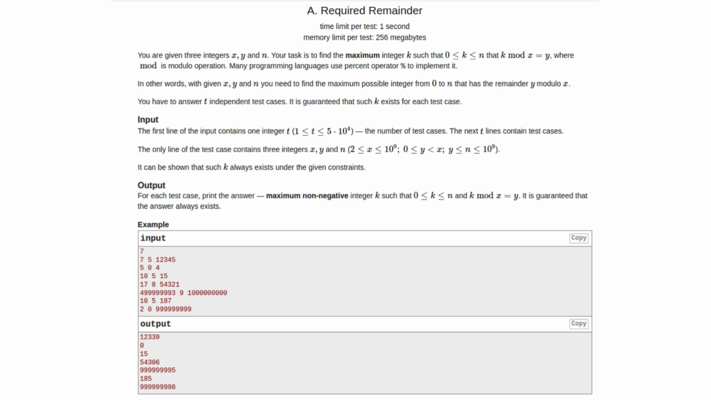Hi everyone. In this video, we'll solve the Codeforces problem 1374A, Divisible by x and not greater than y. This problem involves finding the maximum number divisible by x less than or equal to n and adjusted by a value y. Stick around for a step-by-step explanation.